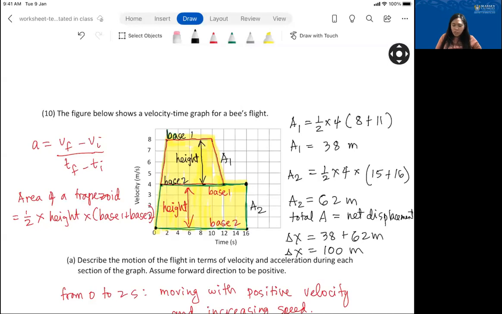Of course, there's nothing stopping you from using triangles and rectangles. But I just find that if we did triangles and rectangles, we'll have a lot of them, maybe 2 triangles and 2 rectangles. And that means you need to calculate 4 areas. But doing trapezoids maybe simplifies things sometimes.